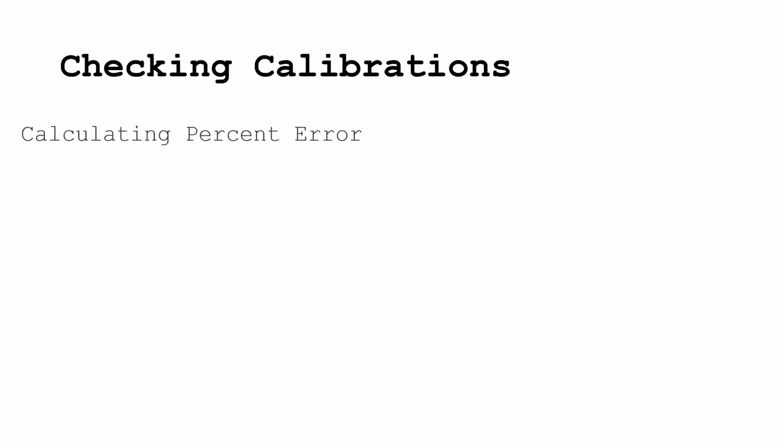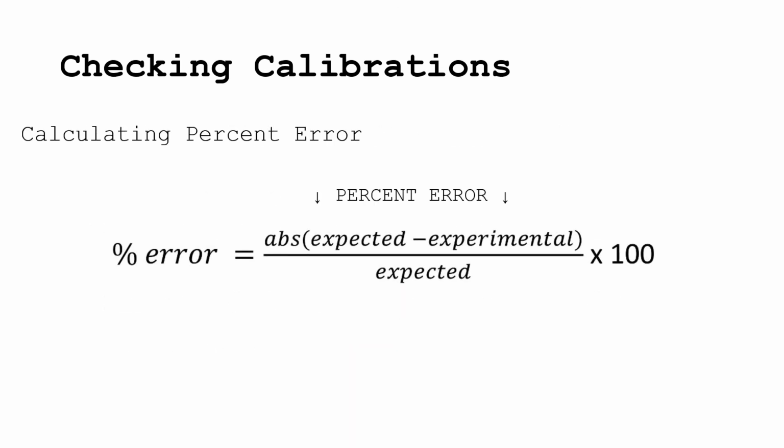To get the percent error, subtract the experimental or received amount from the expected or desired amount, divide this number by the expected amount and then multiply by 100. If the percent error is outside the range of tolerance, then recalibrate the system.